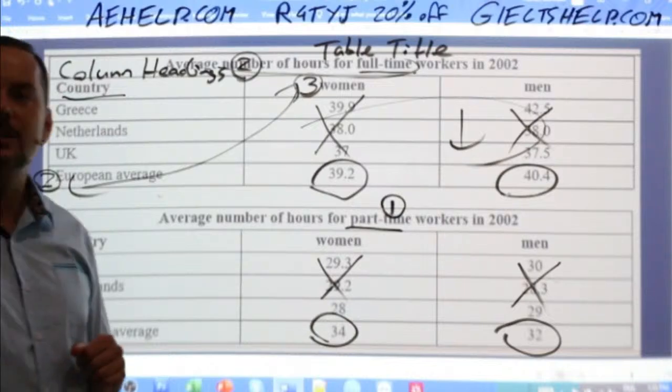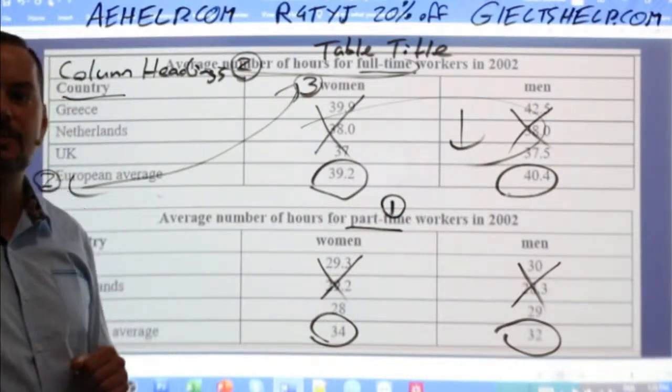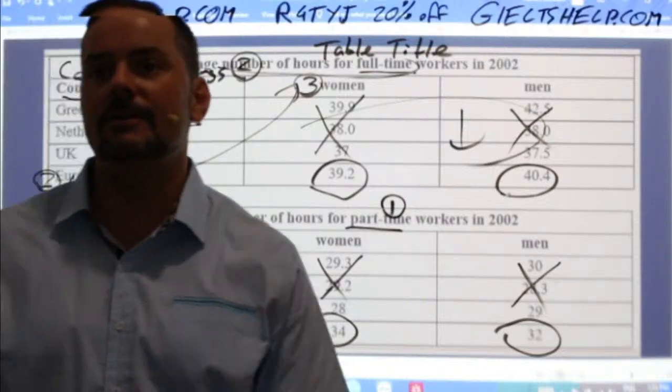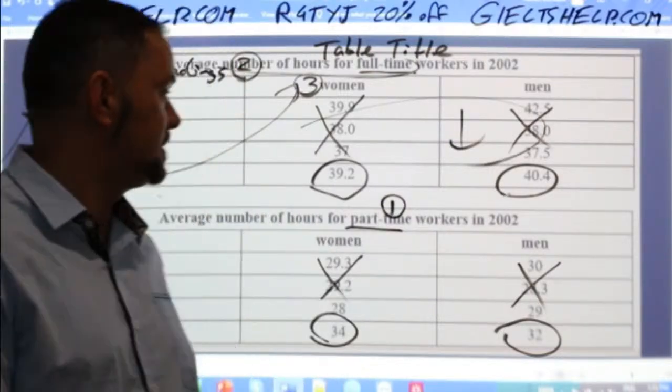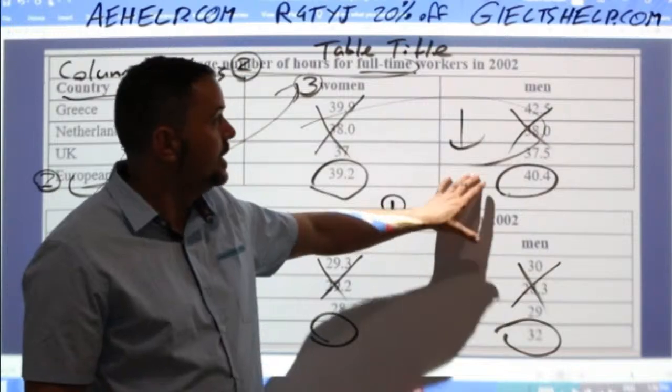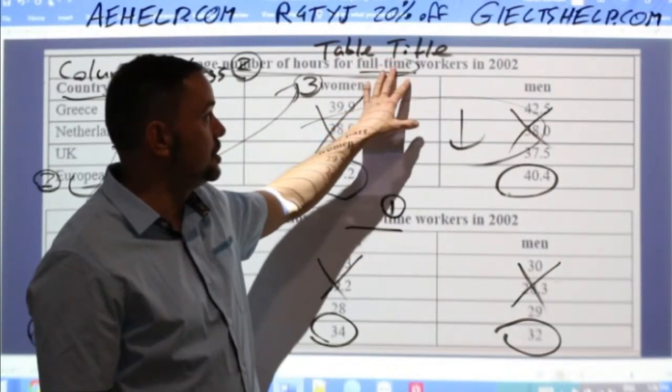Okay. Charlie says full-time men are greater than women. Part-time, it's the opposite. Very good. Very good. Okay, very good, Charlie. That's what you notice. That's your main feature. Okay. So careful with data. Think about hierarchy first. Okay.